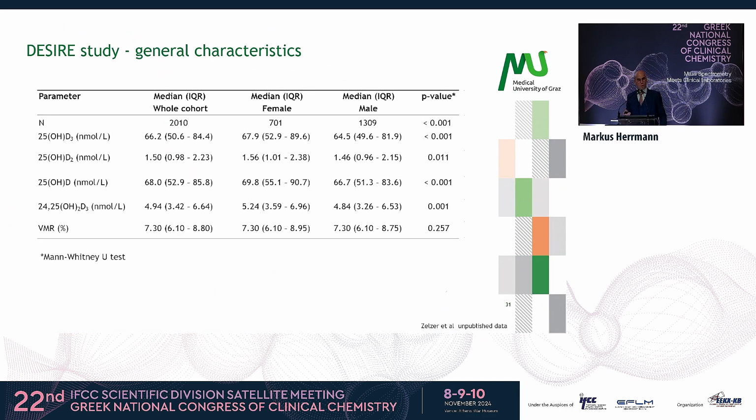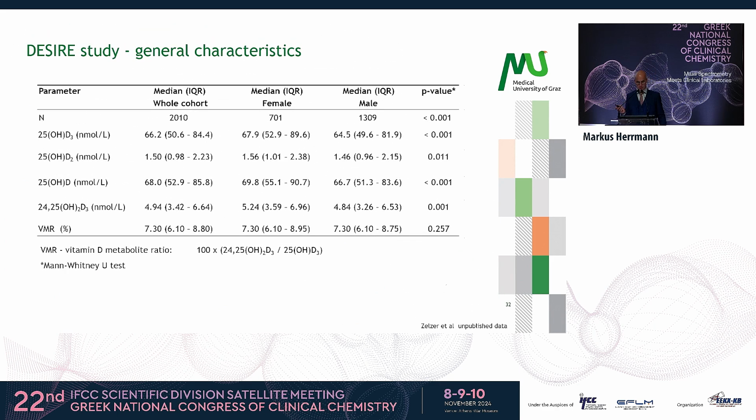Now, we used the DESIRE cohort to explore vitamin D metabolite levels in a mixed adult population without specific diseases. So they all fulfilled the requirements to be a blood donor. The median 25-hydroxyvitamin D concentration was 68 nanomoles per liter, which indicates a rather good supply of our local population with vitamin D. D2 accounted for only 2%, which is in line with what I've shown you at the beginning of my presentation, and the median vitamin D metabolite ratio was 7.3%, with an interquartile range from 6.1 to 8.8.